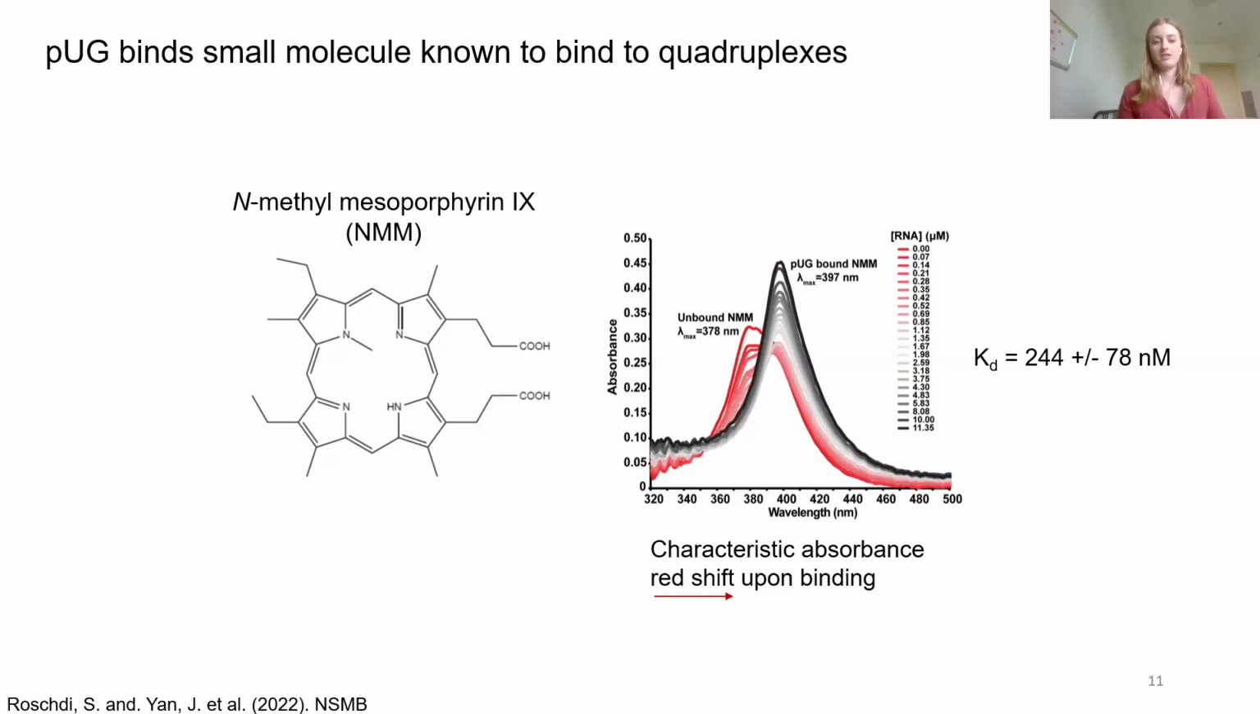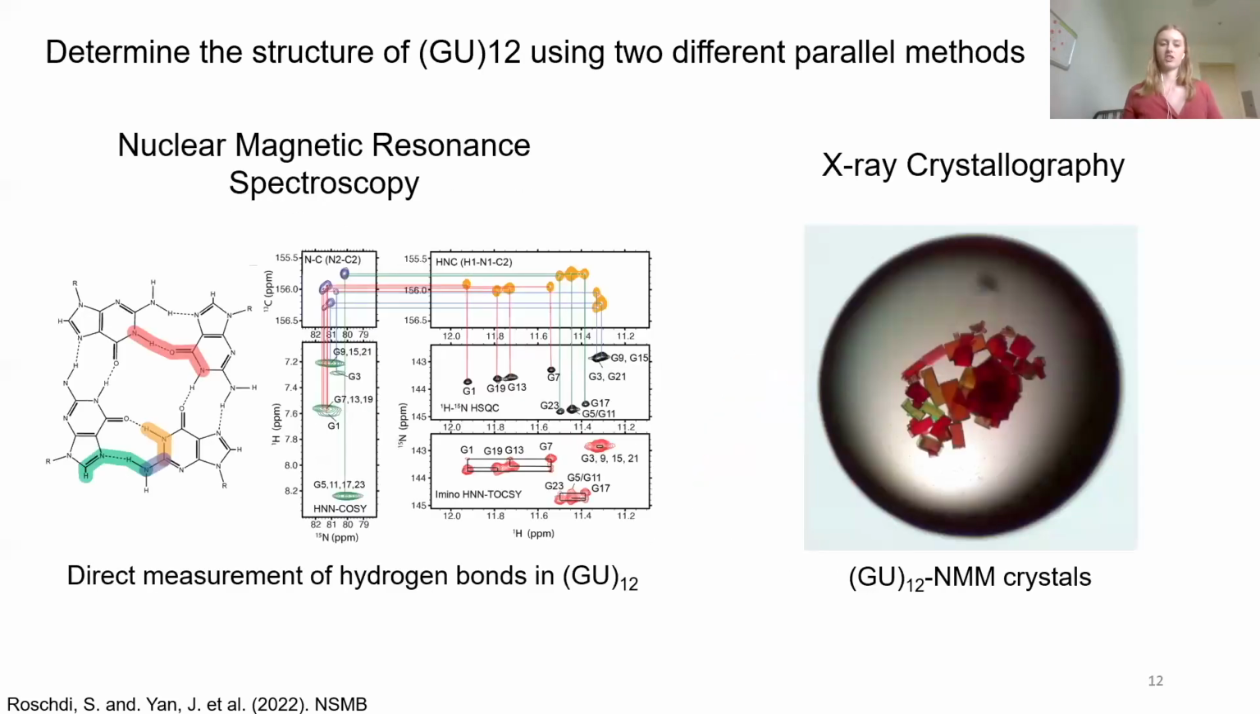But we want to know more than just the category of the structure. We want to actually solve the structure. So now it's time to dive into actually determining the structure of the PUG fold. We did this using 2 different parallel methods of structure determination, both on GU12 RNA, which is the same length that we need for silencing activity. And those 2 methods are nuclear magnetic resonance spectroscopy and X-ray crystallography. So NMR, as it's often called, is a way to measure how different nuclei interact within the molecule.